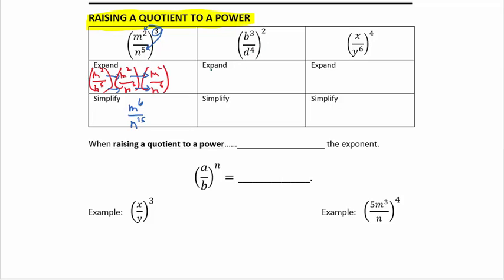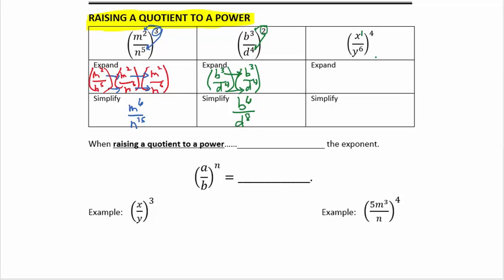Okay, let's do the next one. I have 2 of these parentheses, so I have b to the third over d to the fourth, and I have 2 of those. All right, so when I multiply those together, b to the third times b to the third is b to the 6th, because I add the exponents. D to the fourth times d to the fourth is d to the 8th, because I add the exponents. If you'll notice, I just took that 2 and distributed it. 2 times 3 is 6, 2 times 4 is 8.